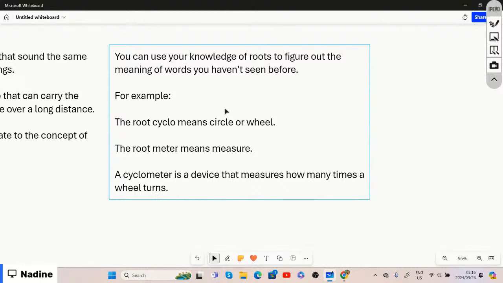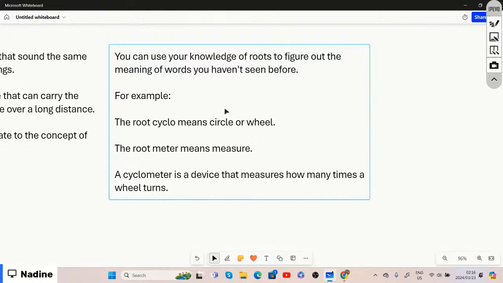All right. So we said that a root word is basically a word that has its own specific meaning. Then we have certain words that are related to that root word, and they end up having similar meanings due to the fact that they share a specific root word. Now they're also saying that you can use your knowledge of roots to figure out the meaning of words that you haven't seen before.